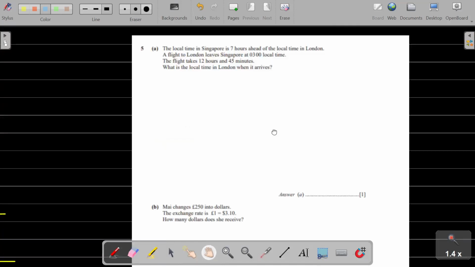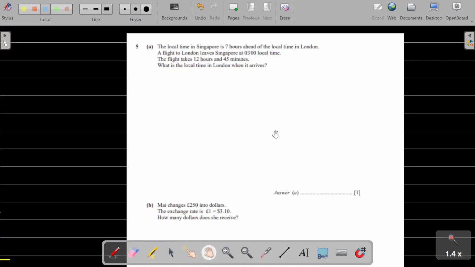Okay, the local time in Singapore is 7 hours ahead of the local time in London. A flight to London leaves Singapore at 3:00 local time. The flight takes 12 hours 45 minutes. What is the local time in London when it arrives? Okay. So first thing is that we need to figure out the value. Singapore is 7 hours ahead of London. Okay, a flight to London leaves Singapore at 3:00 local time and it will be reaching at some time.